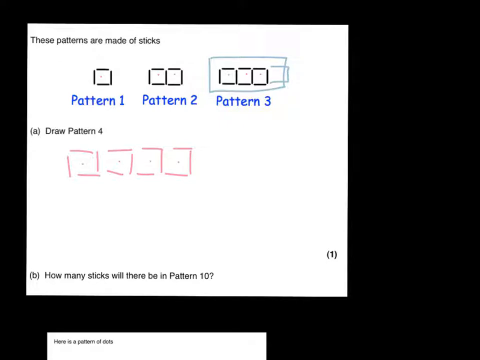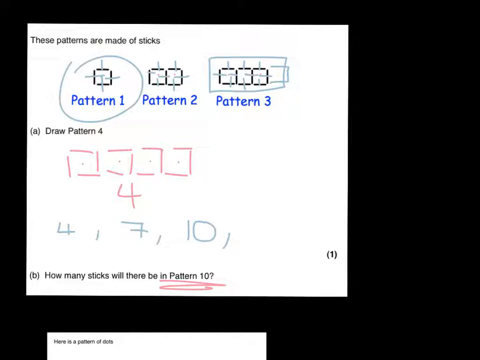So how many sticks would there be in pattern 10? So this is pattern 1, 2, 3, this is pattern 4. So before we can answer this question, we now need to think about how many sticks are in each of the patterns. So in pattern number 1, there are 1, 2, 3, 4 sticks used. So I'm going to make a number sequence to help. In pattern number 2, there are 1, 2, 3, 4, 5, 6, 7 sticks which are used. In pattern number 3, there's 1, 2, 3, 4, 5, 6, 7, 8, 9, 10 used.